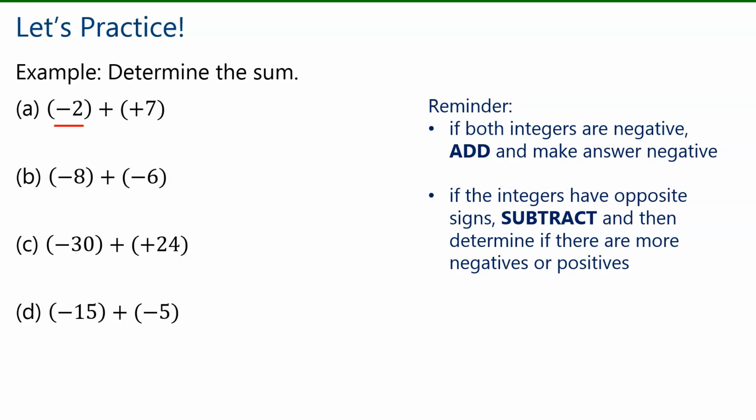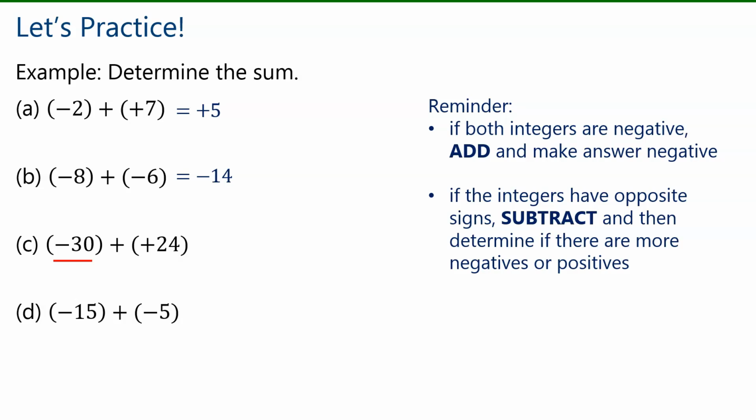So in A, we have a negative and a positive, so that means we're going to subtract. So now 7 take away 2 is 5. Now I see that I have 7 positives but only 2 negatives, meaning my answer is going to be positive 5. Now in B, I have 2 negatives here, so this time I'm going to add. So if I add 8 plus 6 together, I get 14. And then I just simply put a negative sign in front of that.